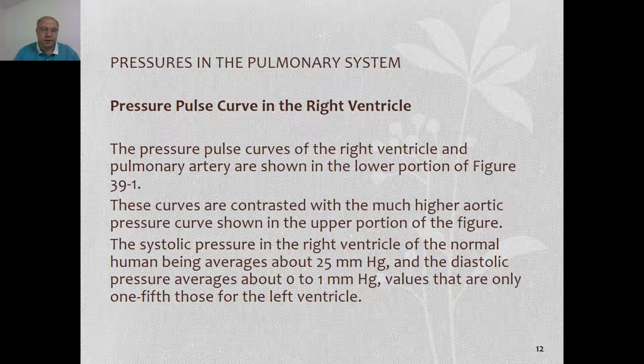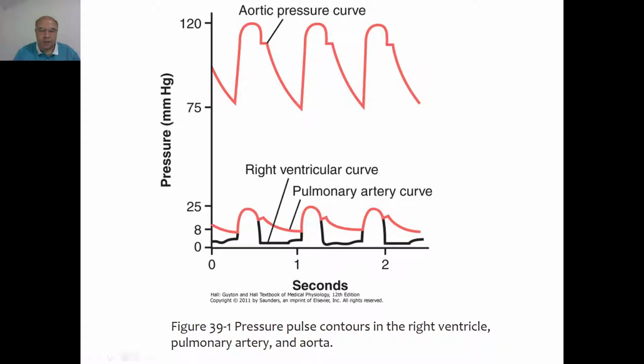Pressures in the pulmonary system. A pressure pulse curve in the right ventricle. The pressure pulse curves of the right ventricle and pulmonary artery are shown in figure 39.1. In the upper part, you see the aortic pressure curve, and in the lower part, you see the pulmonary artery curve. As you see, the pressure amount is quite lower in the pulmonary circulation compared with the systemic circulation, okay?